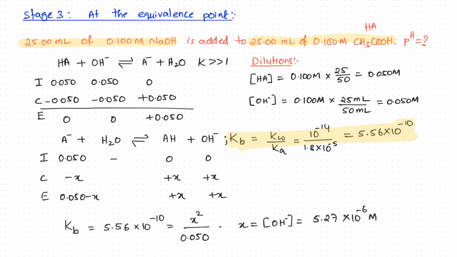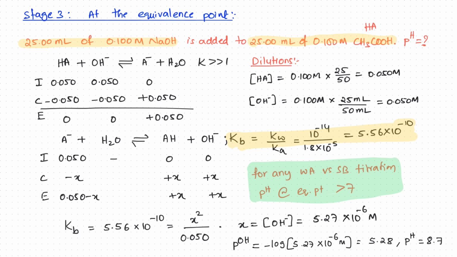We can then calculate the pOH of the solution and, followed by that, the pH. The pH comes out to be 8.72. The pH at the equivalence point of any weak acid strong base titration will always be greater than 7. The reason for this is, at the equivalence point, all the weak acid is converted into its conjugate base. Therefore, the solution's pH is greater than 7.